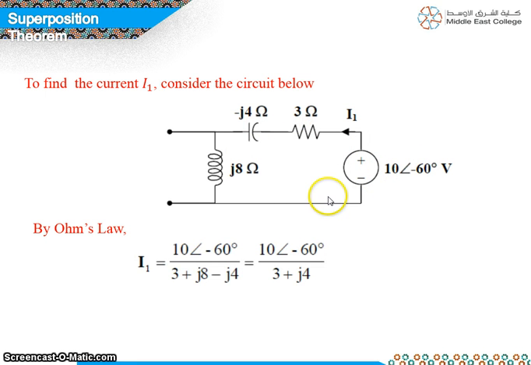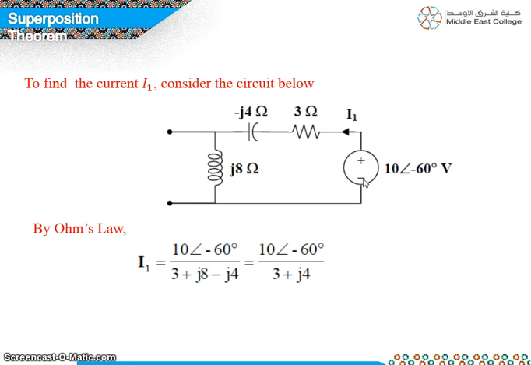So I1 will be equal to the voltage, 10 angle minus 60 degrees, divided by the total impedance, 3 plus j8 ohm minus j4, which will be equal to this much. We'll keep it like this. So the current I1 we found by applying Ohm's law, V by total impedance.